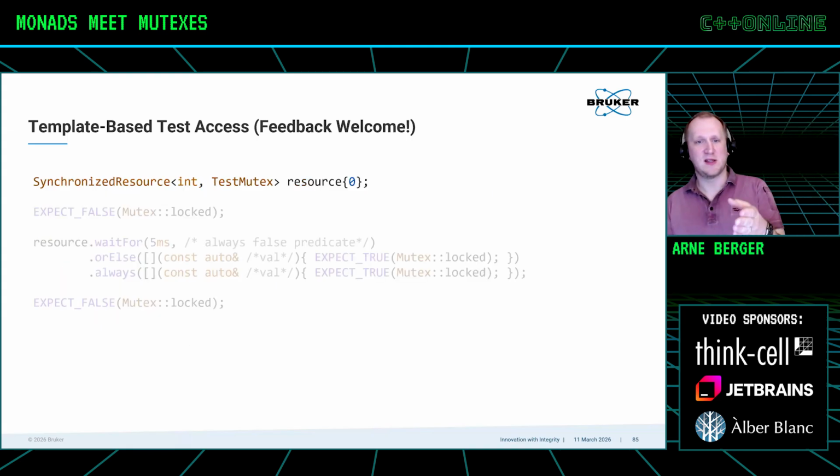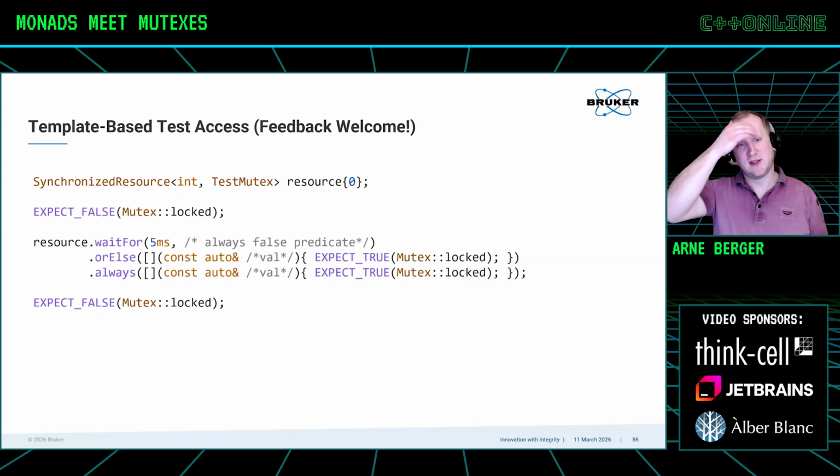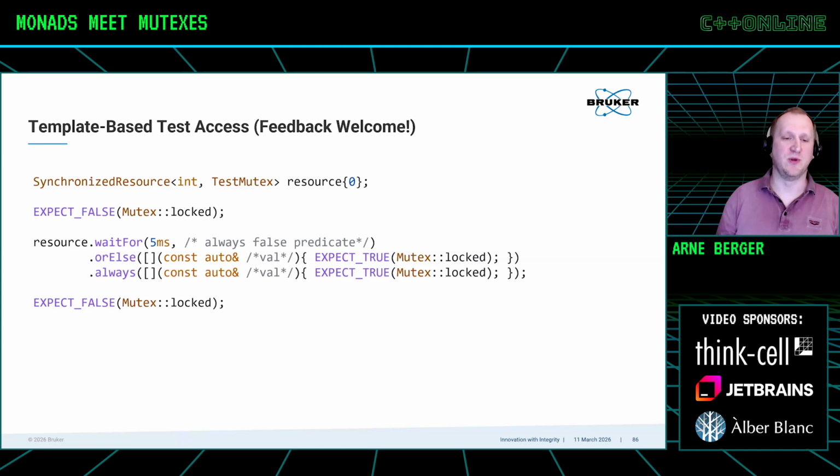I define my test case here, my resource at the beginning, and I templatize it for the test mutex. And then I expect it to be false at the beginning, expect it to be locked within the chain, and then expect it to be false at the end again. So that would be my test case here.